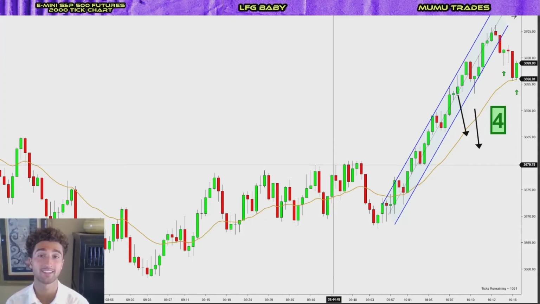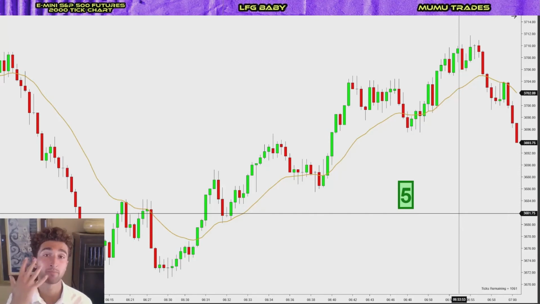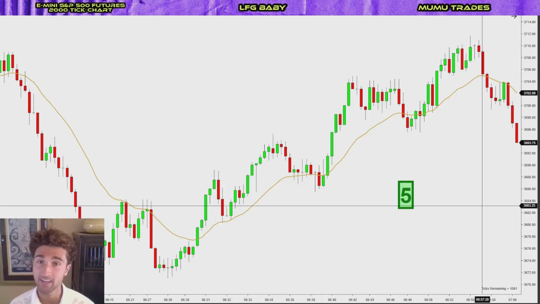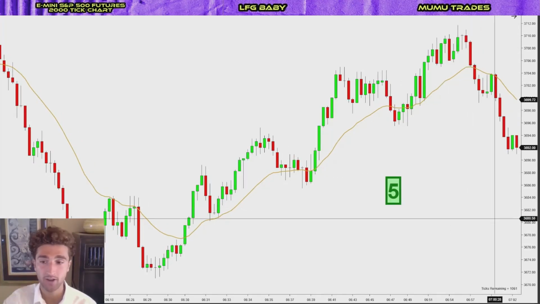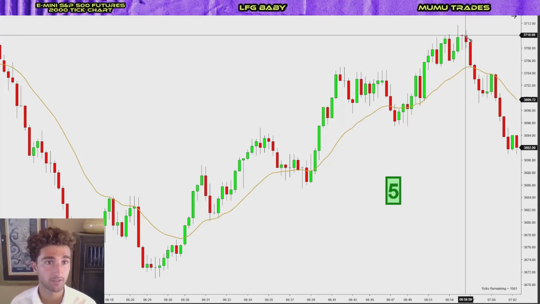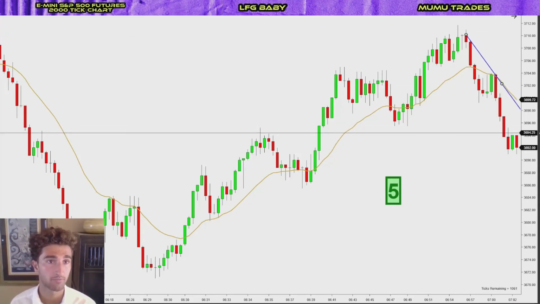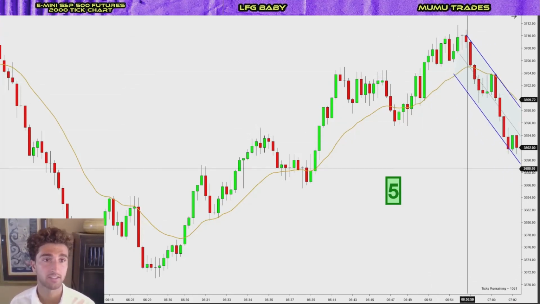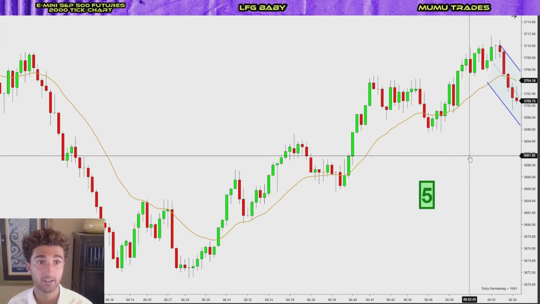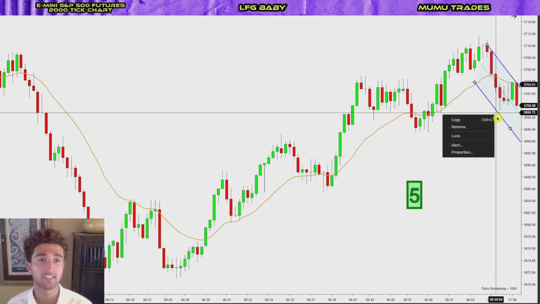Let's go on to the last setup now. Okay, for setup number 5, we're actually going to look for a two-legged pullback, but in a downtrend. So the same rules apply. We're going down. Let's draw our trend channel. Something that looks like this, because we had a break. Let's explain this for a sec.